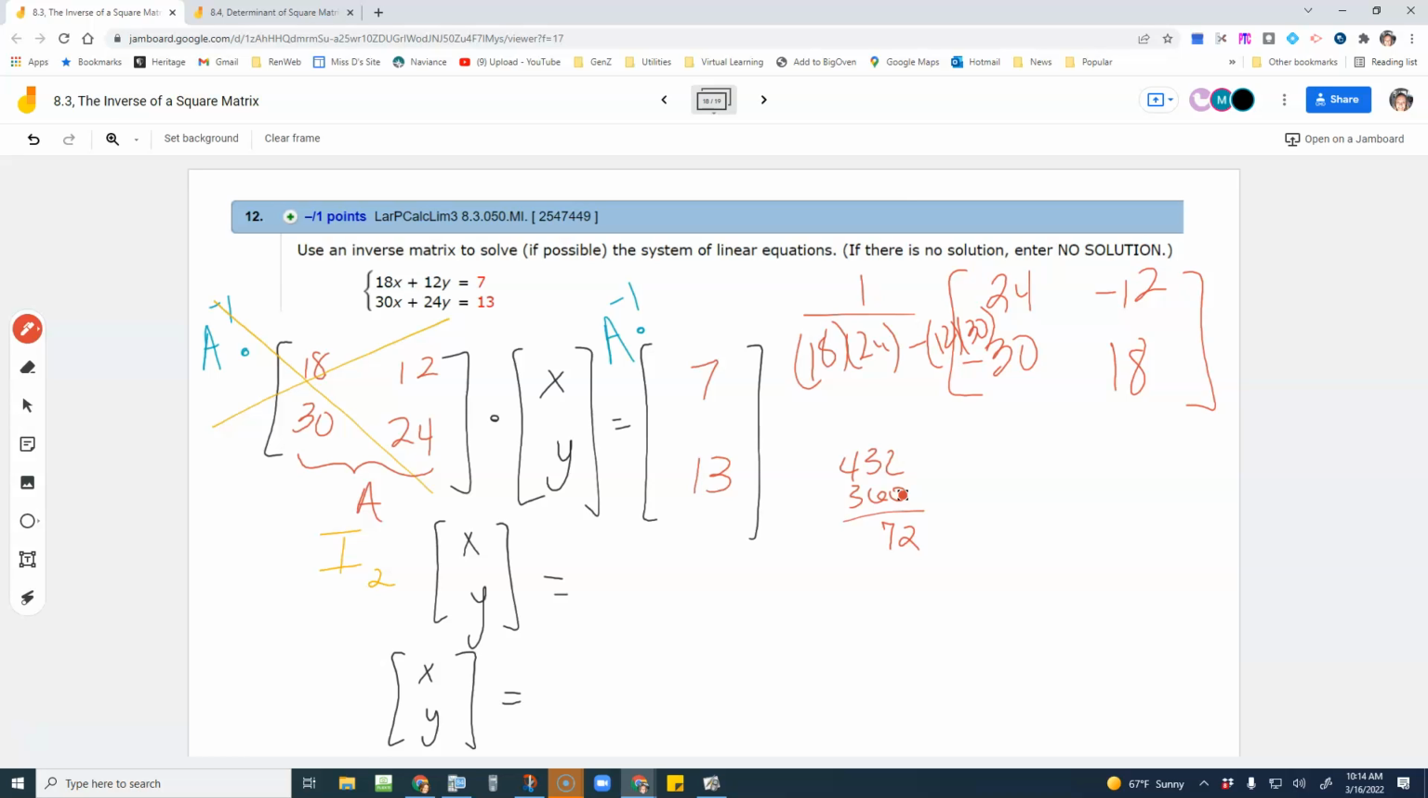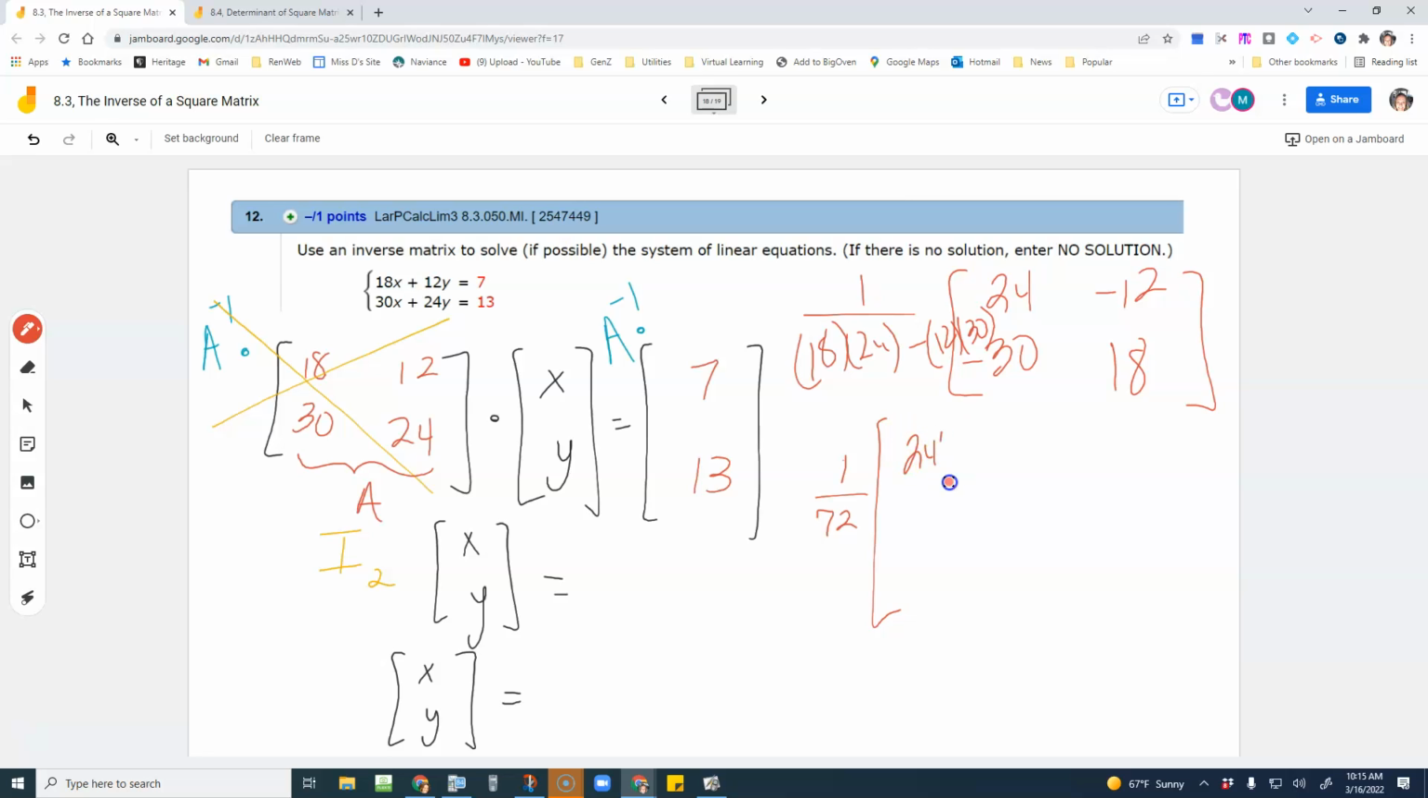Then I have that being multiplied by 7 and 13, right? Let's take that away, and let's take this away. I'm going to be lazy and leave that 1 over 72 until the very end because I can. When I do matrix multiplication, I have this times that, and I go across as I go down.